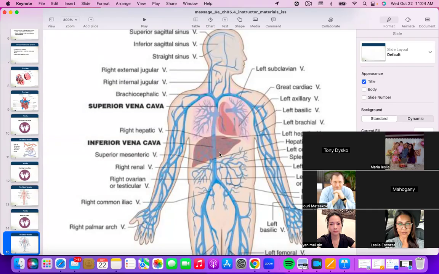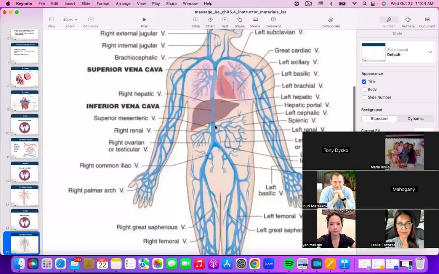In the arteries, we said it's the aorta. In the veins, it's the vena cava. The inferior is the one below the heart, and the superior is above the heart. It will run right next to the aorta as well.